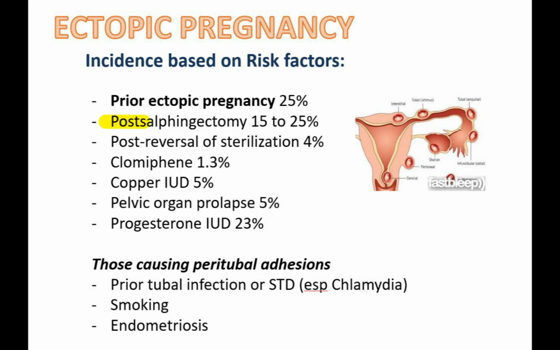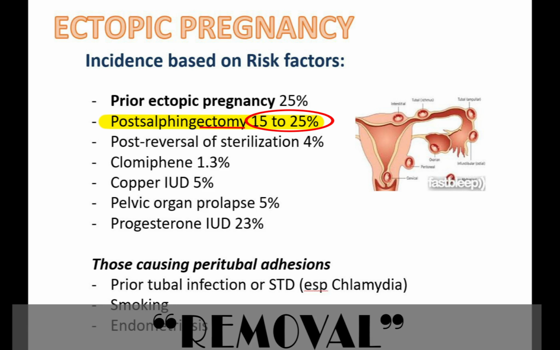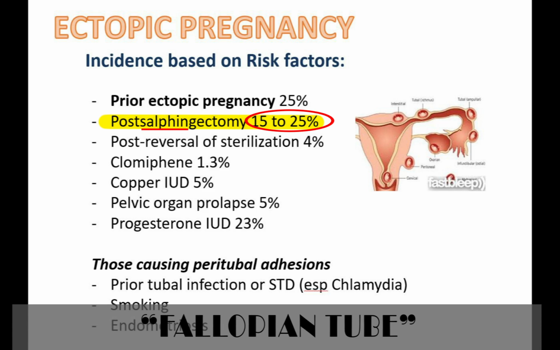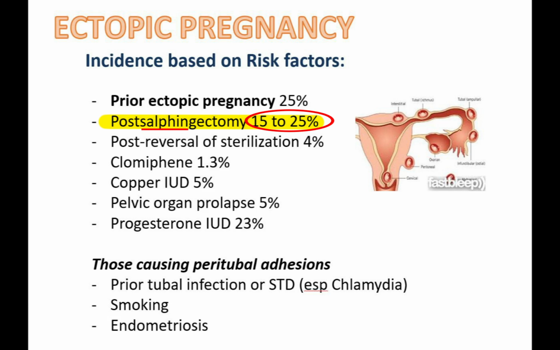Another is post-salpingectomy, which gives you a 15 to 25% chance of having another ectopic pregnancy. Let's try to dissect the word. If you see the suffix ectomy, this means removal. If you see the root word salpinx or salpingo, it means the fallopian tube. So salpingectomy, when combined together, means removal of the fallopian tube.